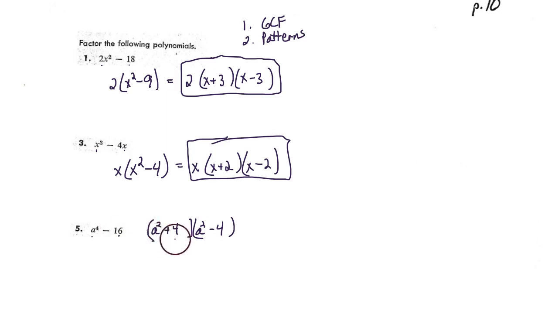Is a squared plus 4 a special pattern? No, it's not. The only pattern we learned about that had two terms was a difference of squares, not a sum of squares. But this one over here is a special pattern. This is a difference of squares. So in the next step, we have a squared plus 4, but then the a squared minus 4 will make the two sets of parentheses. A plus 2, a minus 2.